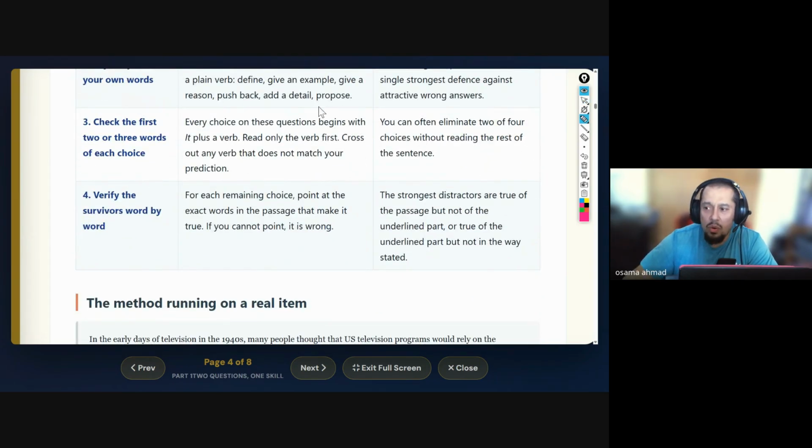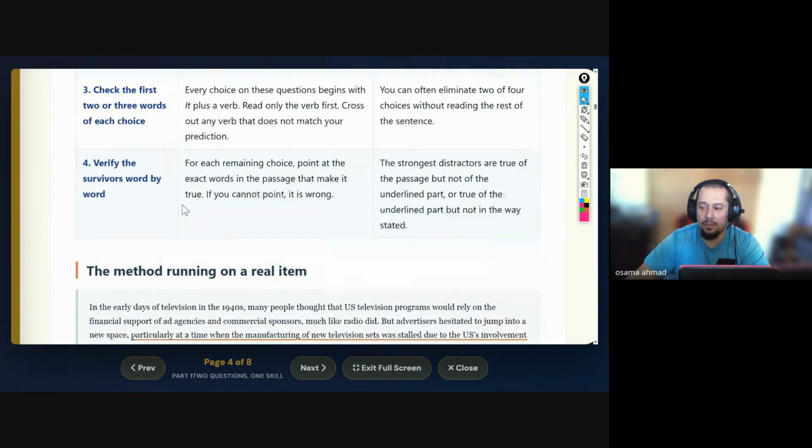Okay. Now, what we do after we do the prediction, we check the first 2 or 3 words of each choice. Every answer choice هيبدأ with it plus a verb. Read the verbs الأول. So يديك الverb and then هيديك main idea, for example. Eliminate according to the verb, right? So you can often eliminate 2 answers بسبب الverb لوحده. So مثلا لو قلت the example, eliminate أي حاجة مش مرتبطة بexample. And then you verify, you support the remaining answer.